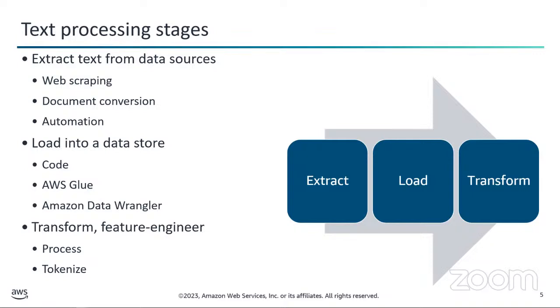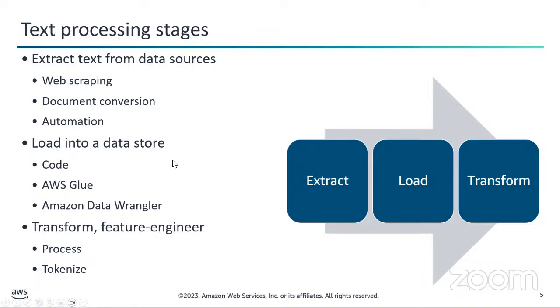So what you do is extract the text from data sources, either through websites by what we call web scraping, or you convert some documents: you scan them, or download them from the internet or wherever, and then you convert them into text. You do it automated, because manually is a very tedious job. So that's the first step, extract.